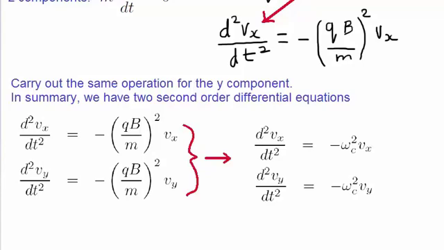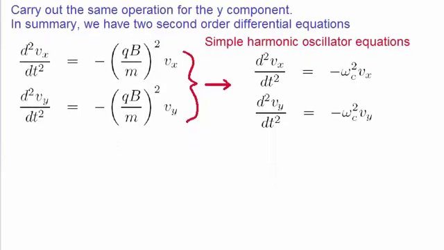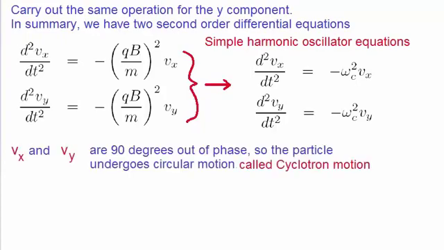The reason we've done that is because this form of second-order differential equation is the classic simple harmonic oscillator equation, where Vx and Vy are sinusoidal functions, and they are 90 degrees out of phase. If Vx and Vy are 90 degrees out of phase, and they have the same amplitude, then that combined motion is circular motion. We refer to this for charged particles as cyclotron motion.